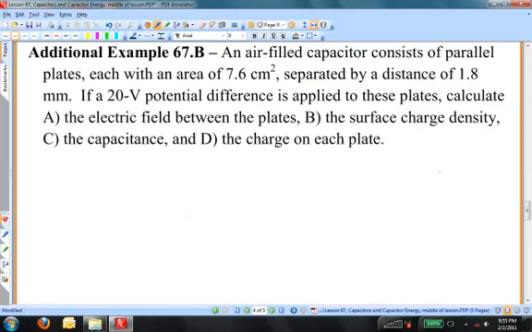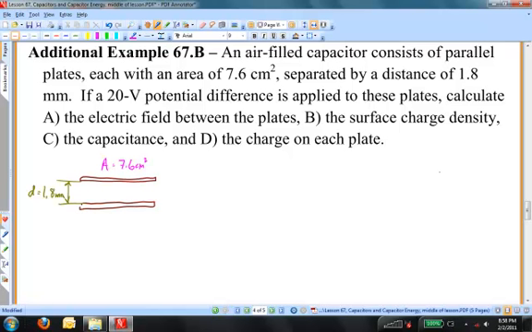Let's try another problem. An air-filled capacitor consists of parallel plates, each with an area of 7.6 square centimeters, separated by a distance of 1.8 millimeters. If a 20-volt potential difference is applied to these plates, calculate A, the electric field between the plates, B, the surface charge density, C, the capacitance, and D, the charge on each plate.